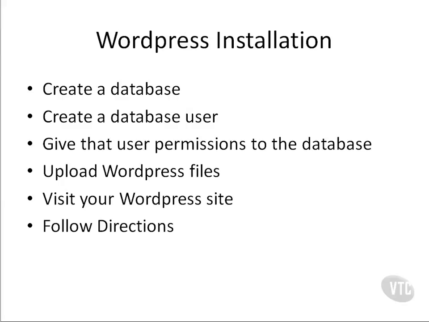We need to create a database. We need to create a database user. We need to give that user permissions to the database. Then we'll upload our WordPress files with an FTP client or using upload functions found in your hosting environment. Then we'll visit the URL at which we just uploaded WordPress. WordPress is smart enough to know whether or not it's been installed, and when we visit that URL, it will give us a chance to install it. And once we're there, all we have to do is follow instructions.